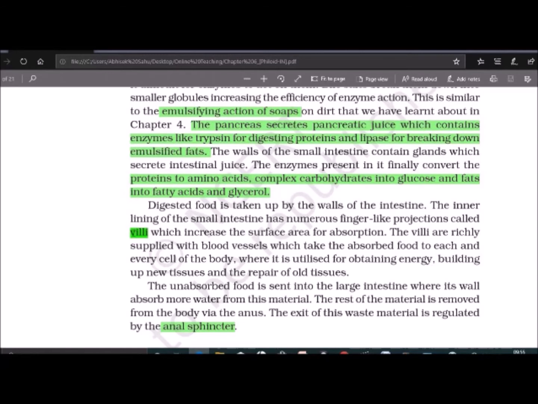The wall of the small intestine contains numerous finger-like projections called villi, which increase the surface area for the absorption of digested food. They contain blood vessels that absorb the digested food and transport it to the whole body. The breakdown of macromolecules to simpler substances occurs in the duodenum of the small intestine, and the simple substances thus formed are absorbed in the jejunum and ileum of the small intestine.